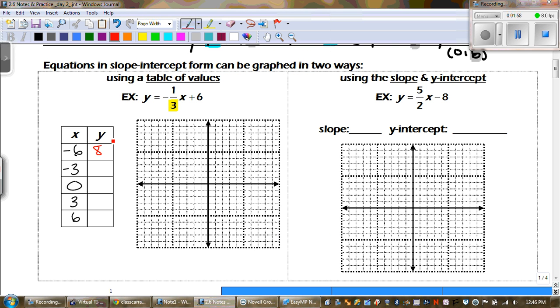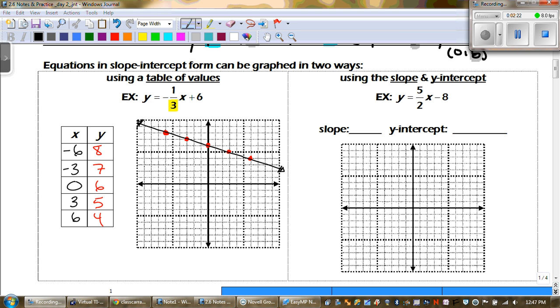Why don't you guys pause the video and see if you can do the rest of this all on your own, okay? Good luck. Okay, and there you go. Remember, if you don't get a straight line because this is a linear equation, you did something wrong, okay?